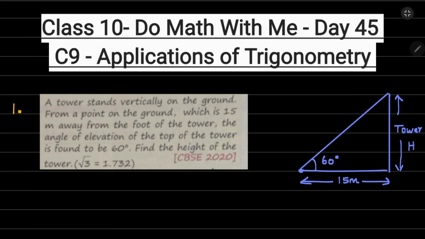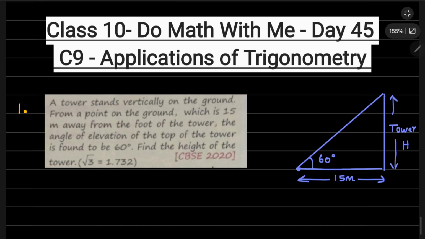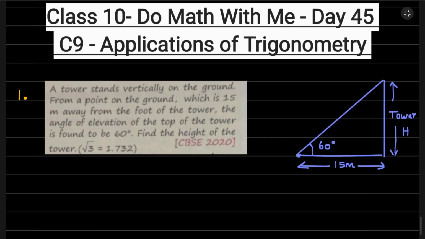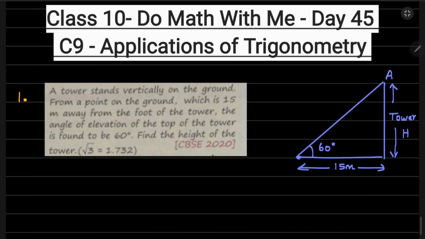Now let's label this. Everything that was given in the question, we have drawn it as a diagram, right? A tower stands vertically on the ground. This is the tower. From a point on the ground which is 15 meters away from the foot of the tower, the angle of elevation to the top of the tower is 60 degrees. Find the height. So everything is something which we have completed, right? Now let us just label these points. So A, B and C. So it's right angled at B, for example. Now let us mark the perpendicular, base and hypotenuse.